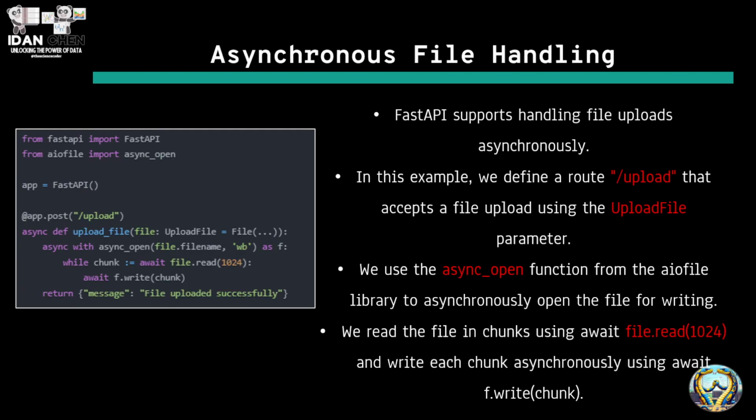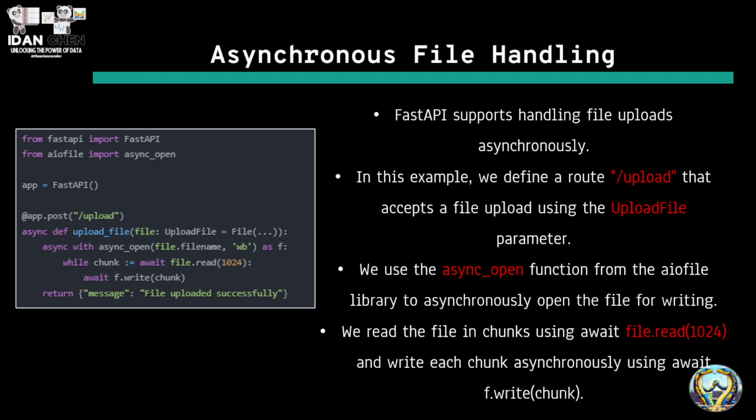In addition, we can use FastAPI to handle file upload asynchronously. In this example, we define a route called upload. You can see it in the app.route upload, and this one accepts a file, a file instance called file, of type file from the upload file parameter.